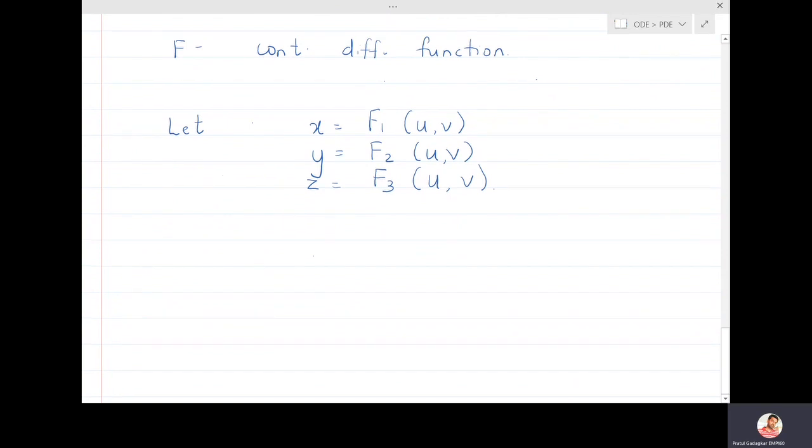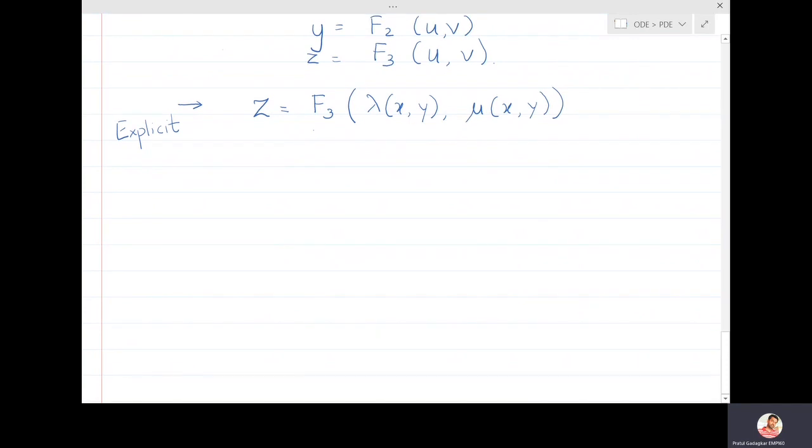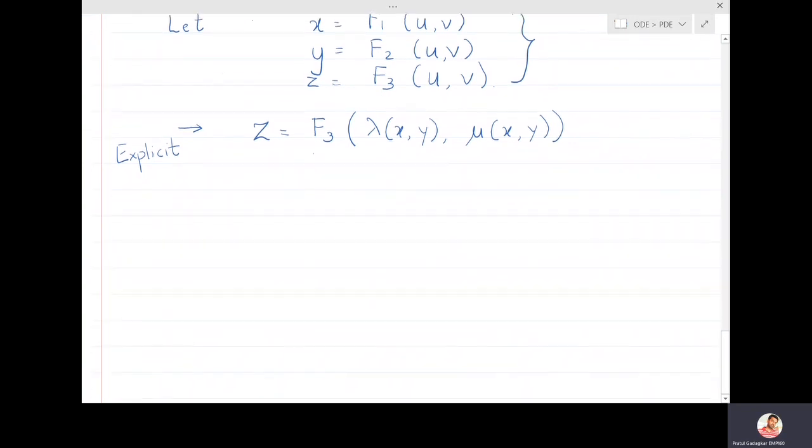Suppose you are able to write the dependent variable in terms of some functions lambda of x, y and mu of x comma y. So this is said to be the explicit form of that surface. It is not always possible to write it in this form explicitly. There is some condition for when you can write a surface in the form of z equal to something which depends on x and y. Okay, so let us see some examples now, so that it will be clear to you what is meant by a surface determined by parametric equations involving two variables.